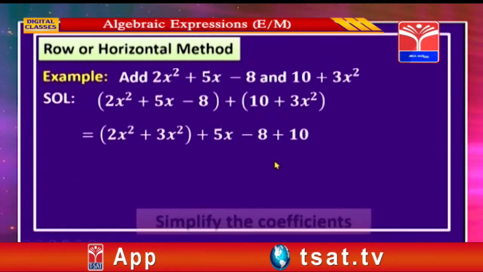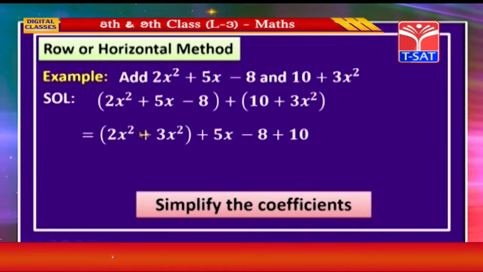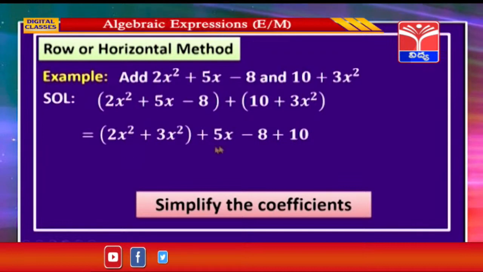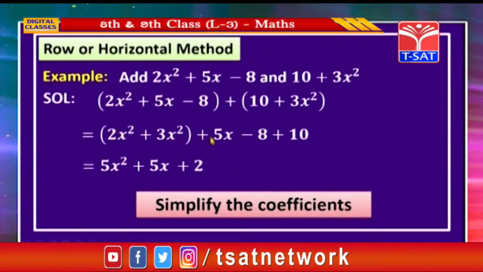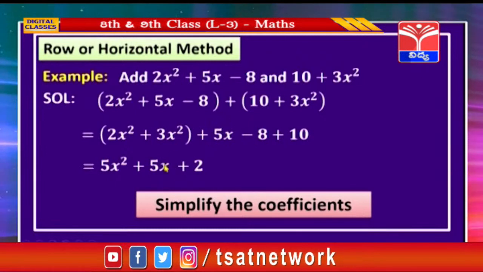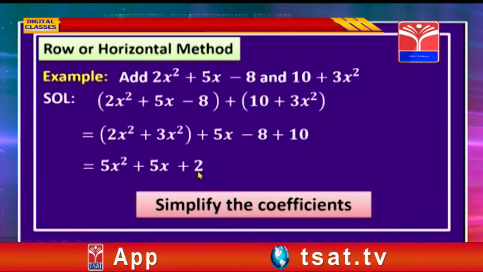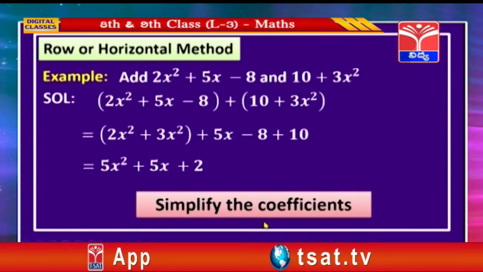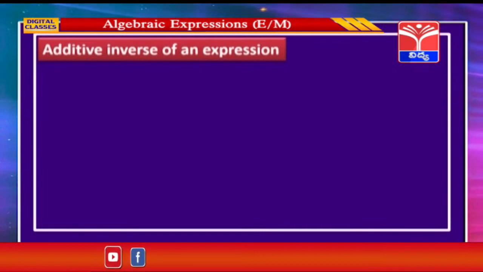Now what are we going to do? Yes, simplify just the coefficients. So here 2 plus 3, 5. So we get 5x square, and x is only 1 here, so I am writing 5x as it is. Minus 8 plus 10 is nothing but plus 2, so I am writing it as plus 2. Got it, children? Now children, let us learn about the additive inverse of an expression.